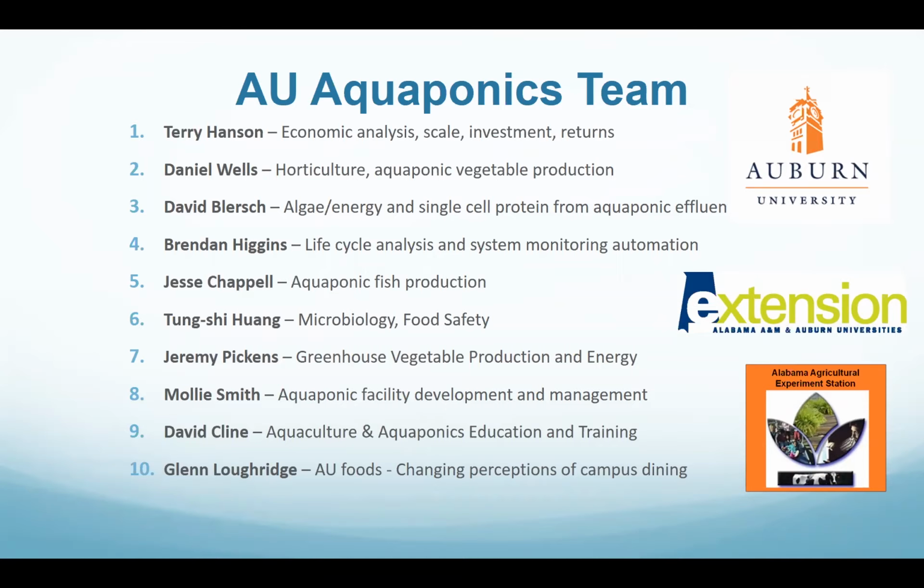And he had a master's student work on that for over 2 years, and 2 master's students actually, and they found that it was a safe product. And Dr. Jeremy Pickens, he's our extension greenhouse vegetable production person, and he specifically looks a lot into the energy of these greenhouses and how to reduce those costs. And Molly Smith, she's the facility development and manager out there. She's the one that kind of cracks the whip and making sure the daily chores get done and data is collected, and in general just keeps things running smoothly.